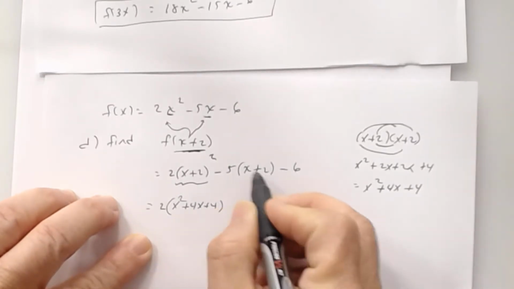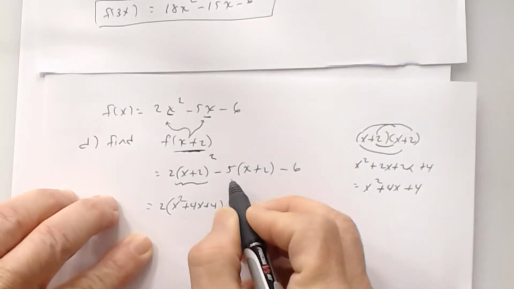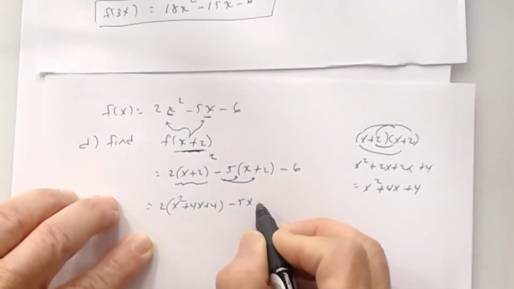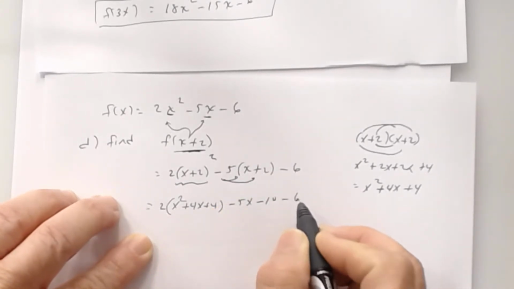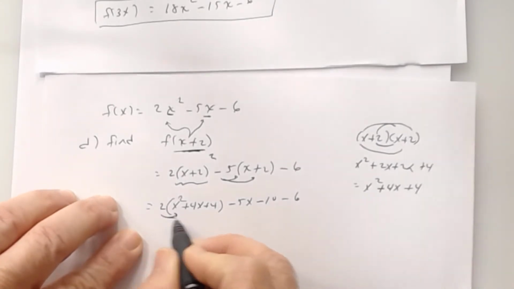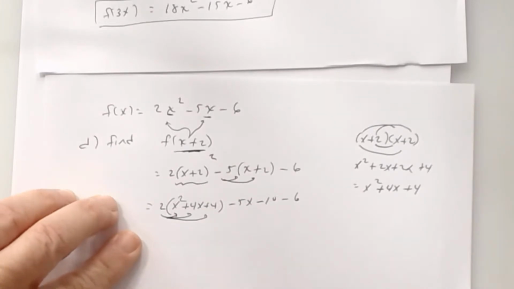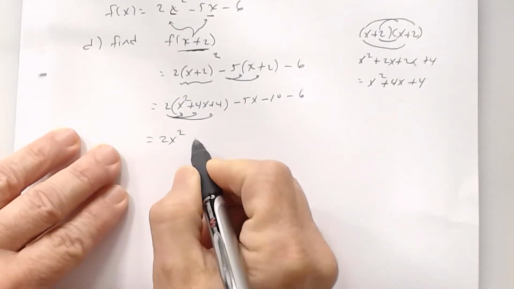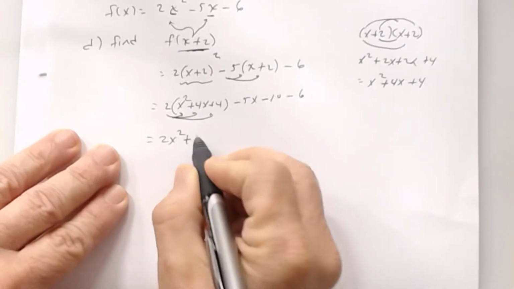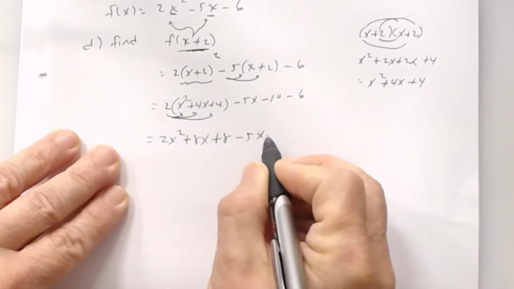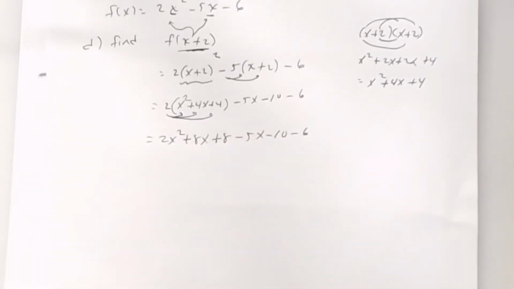Now over here, how do I deal with this part? Distributive property. So I get minus 5x, and then what else? Minus 10, minus 6. Now how do I deal with this part? Distributive property. And so I get 2x squared, what else? Plus 8x plus 8, and then just rewrite everything else over, just like that.